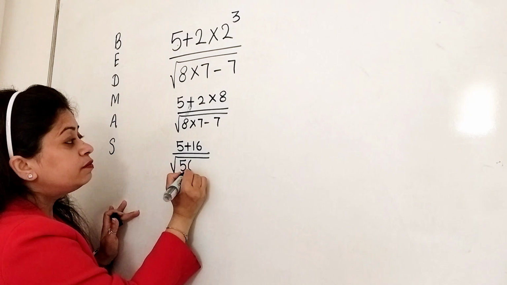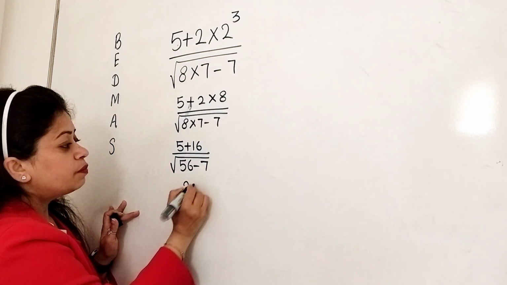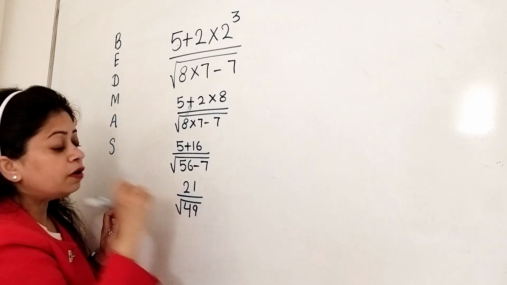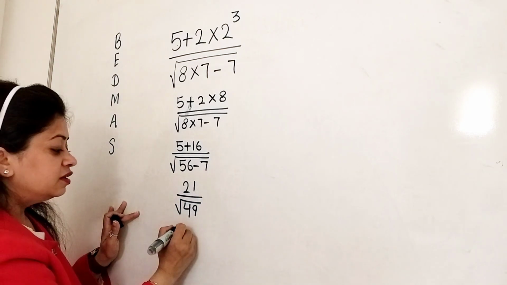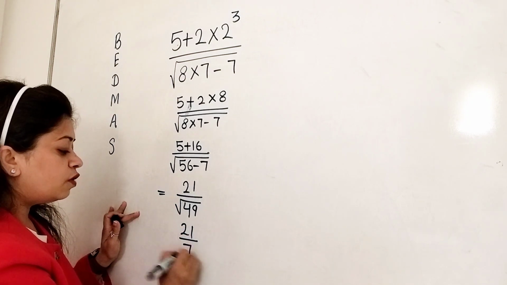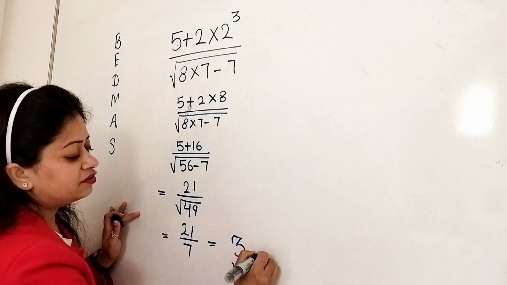So 8 times 7 is 56 minus 7. So up here we have 21 and here we have square root of 49, right? So this is 21 by, what is the square root of 49? 7. So actually we get the answer 3.